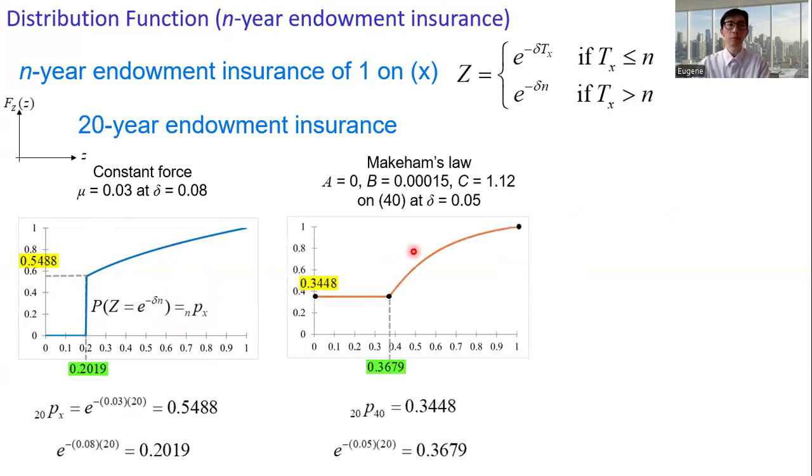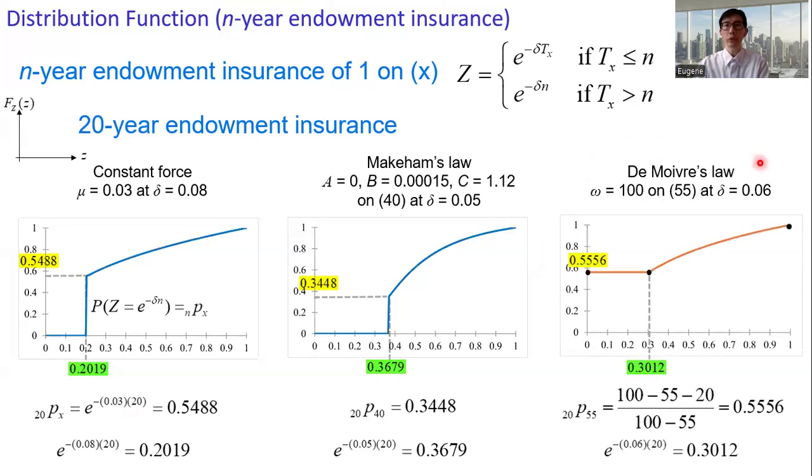For Makeham's law, similar logic. And for De Moivre's law, we have the CDF curve for the 20-year endowment insurance.